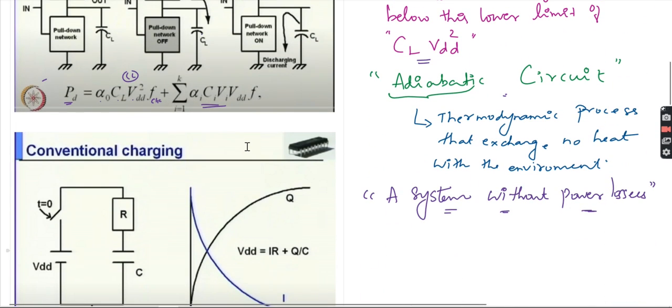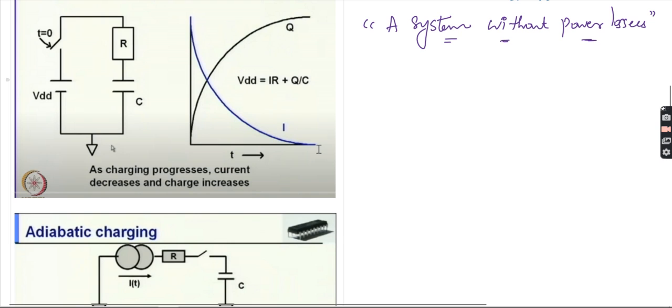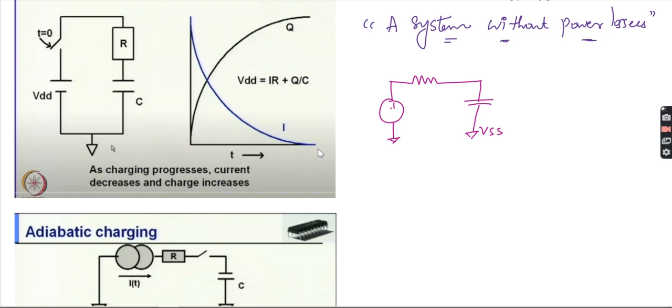Now let us go for a simple thing, conventional charging. Let us see conventional charging with a simple example. The diagram is just like a resistor, then a capacitor connected to VSS, and here we keep the supply voltage, plus and minus. We apply it from 0 to VDD. This will be your resistance, this will be your CMOS, and we take the output Vout here.